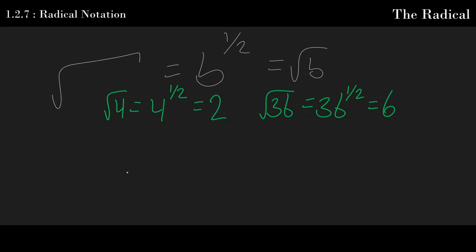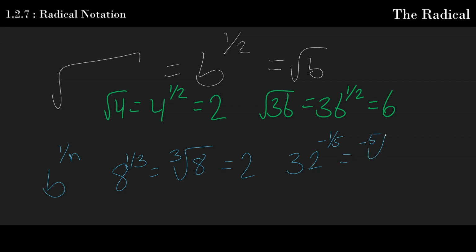The other type of radical involves all other exponents raised to the 1/n power, where n is any real non-zero number. For example, 8 to the 1/3 power is written as the cube root of 8, which equals 2. And 32 to the -1/5 power is written as the -5th root of 32, which equals 1/2.